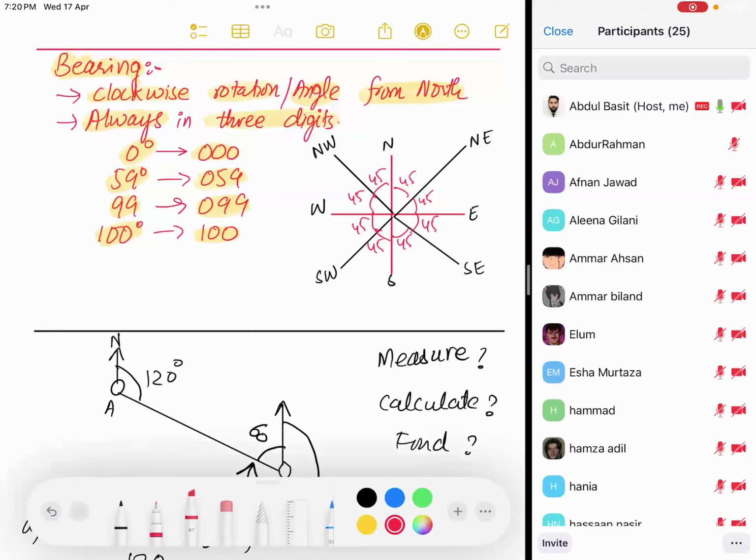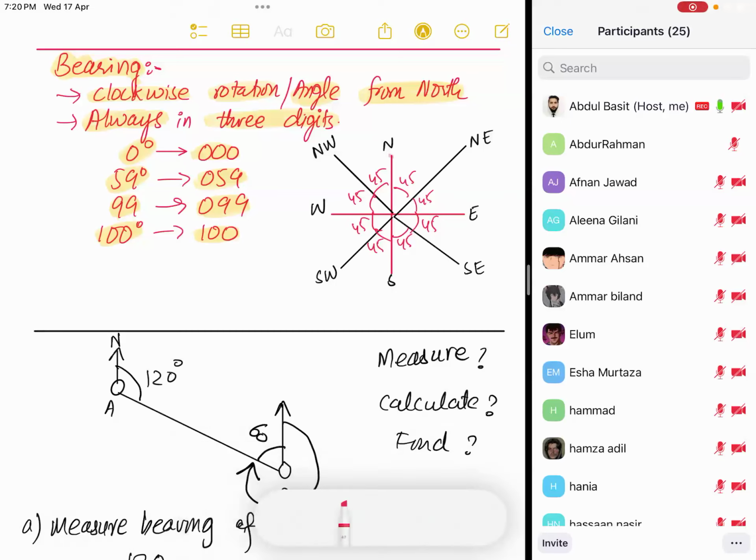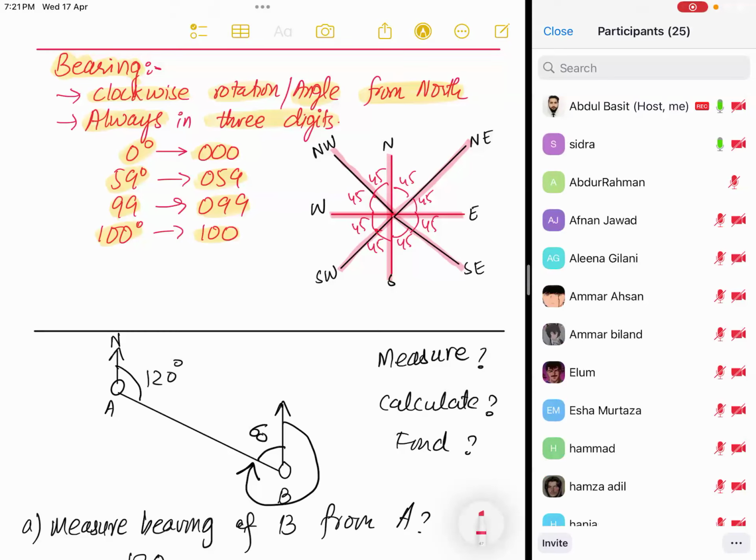Now, in this concept, we need to understand where is north, that is north, that is south. This side is east and west. So this area is called northeast. This area is called southeast. This area is called northwest. And this area is called southwest. Is this clear, everybody? Yes or no? All right.